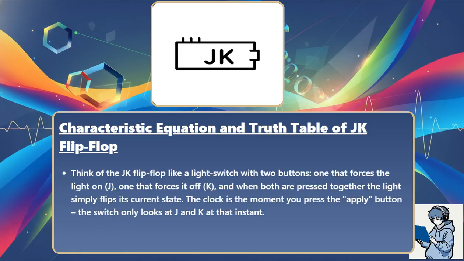Think of the JK flip-flop like a light switch with two buttons, one that forces the light on, J, one that forces it off, K, and when both are pressed together the light simply flips its current state. The clock is the moment you press the apply button. The switch only looks at J and K at that instant.